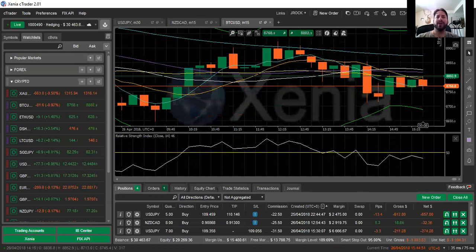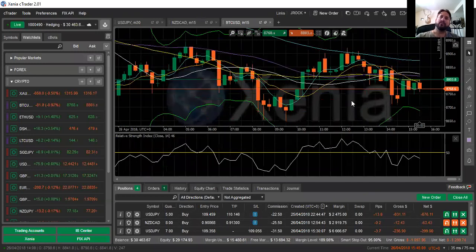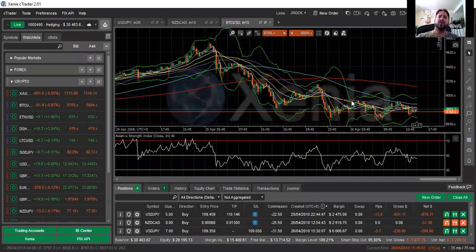So get more of a pullback on UJ and on NC. Yeah, Bitcoin's finding support, putting higher lows on a 15-minute time frame. Looks like it might be a good buy. I'd put a stop loss probably right down here at 86.50.